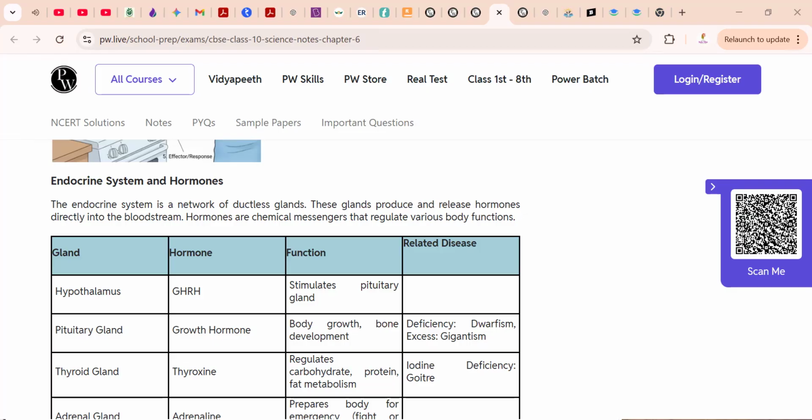Can you trace it? Now trace the sequence of events which occur when a bright light is focused on your eyes. The same way. Next is the human brain.